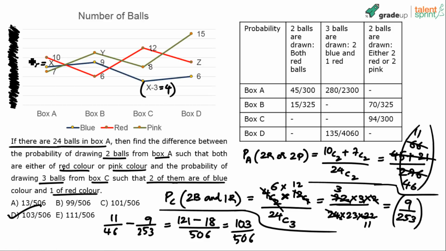Remember, earlier we had found X to be 8 based on these probabilities. So we'll have to ignore the table when you're answering this question, because very clearly he specified in the question itself that there are 24 balls in box A. But actually, as per the table, there will be 25 balls in box A. So go by the data given in the question. Don't consider the table in this case.